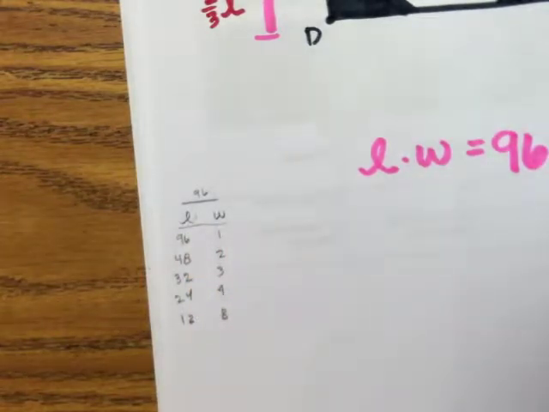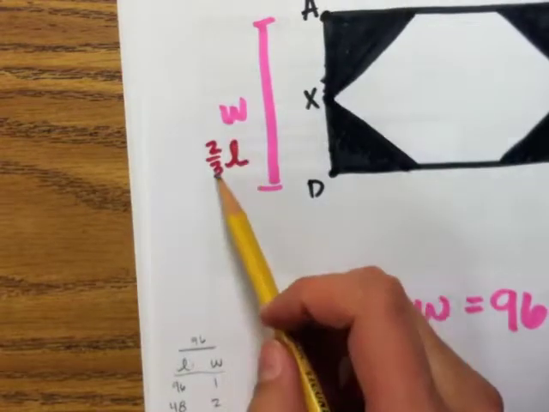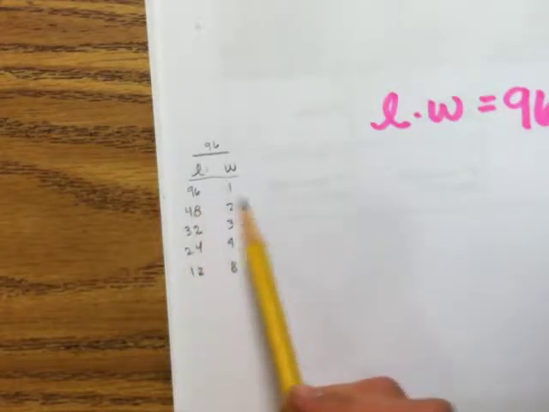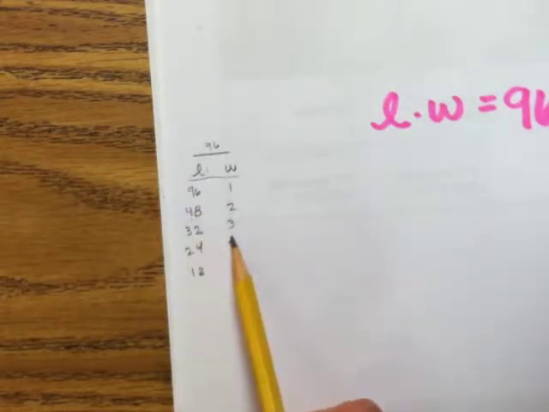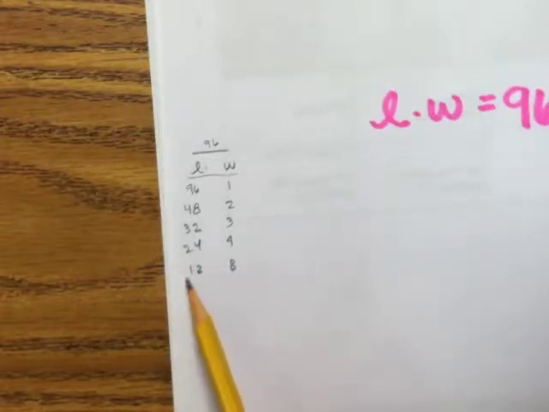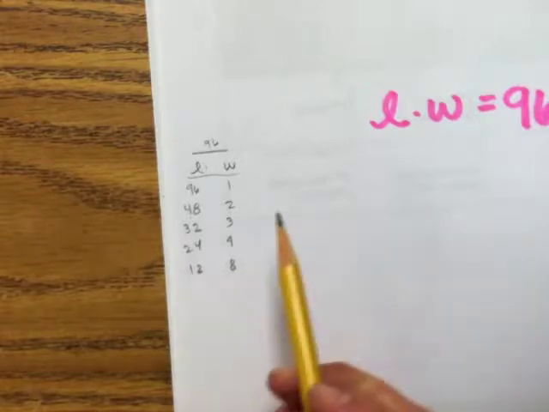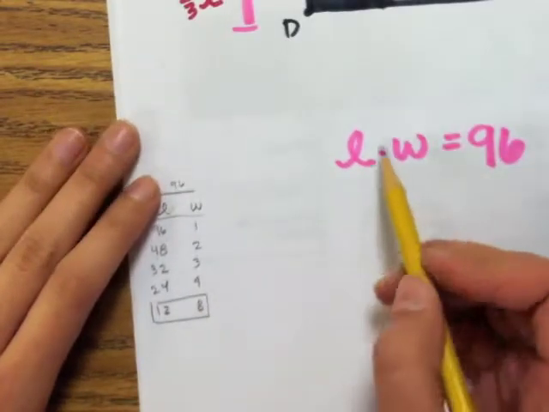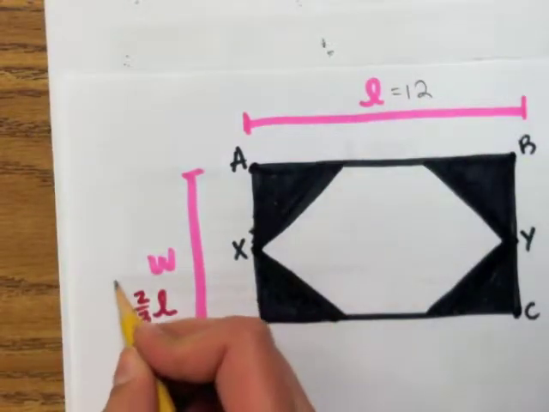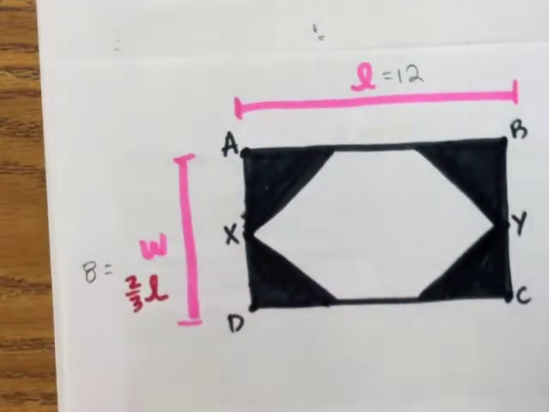Now here we only get integers, but it's very likely that our width and our length are going to be integers, so that's okay. So now we want to figure out a width that's 2/3 the length. Well, if you look at our choices, 1 is not 2/3 of 96, 2 is not 2/3 of 48, 3 is not 2/3 of 32, 4 is not 2/3 of 24, but 8 is 2/3 of 12. If you break down 12 into thirds, it's 4. 2/3 is 8. So we know that our length has to be 12 and our width has to be 8. So that's one way of finding it.